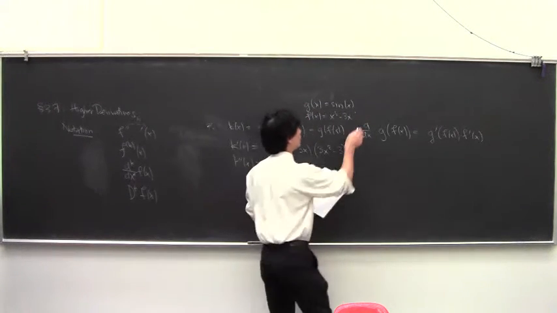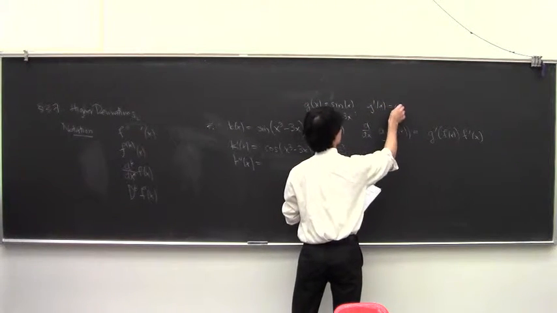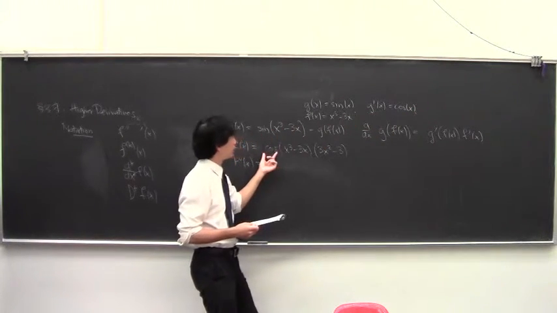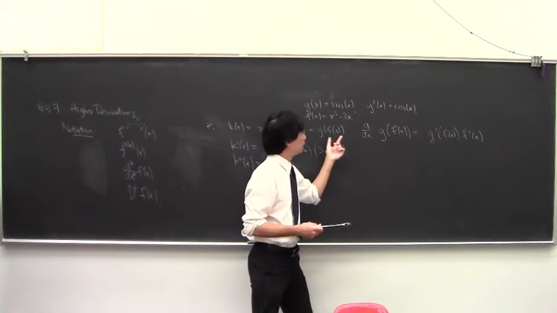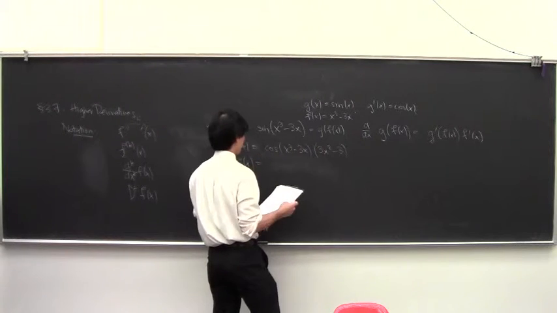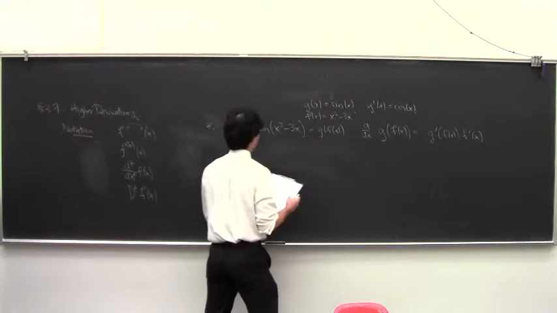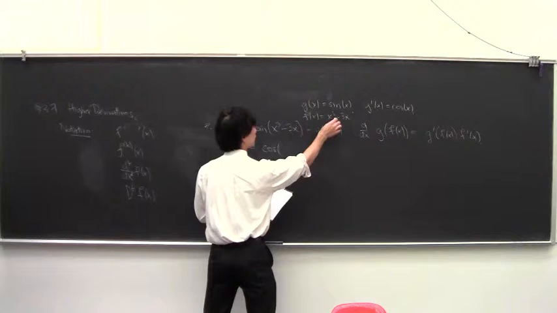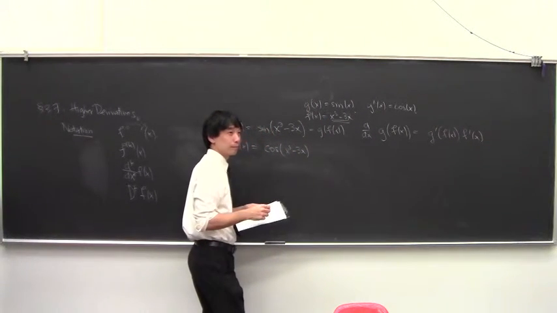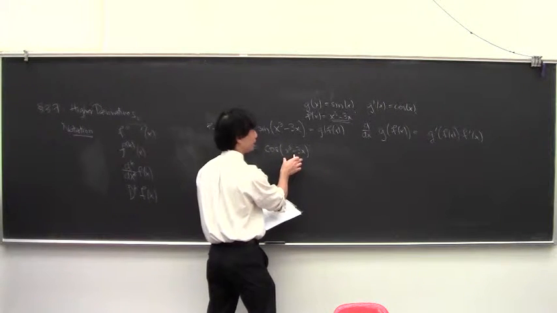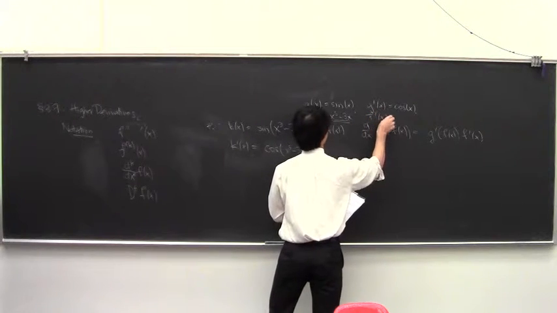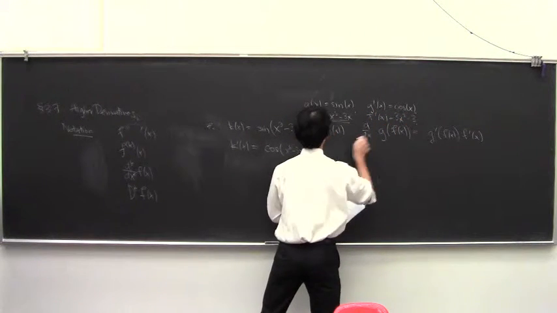Well, what's the derivative of g? That's the cosine, and you're going to evaluate the cosine at f of x, right? You evaluate the cosine at f of x, and then you multiply by f prime of x. Well, f prime is 3x squared minus 3.